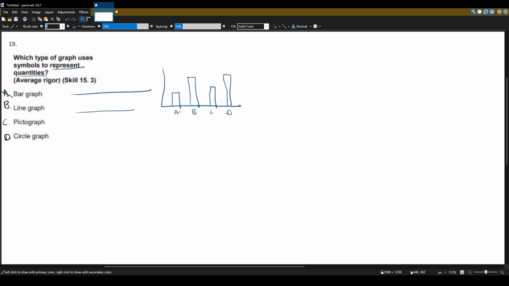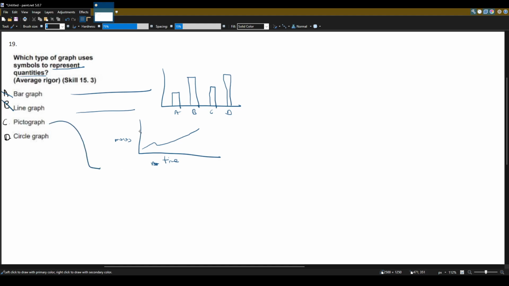B is a line graph. And a line graph, something like this, is where it measures what happens over time, like how much money you have over a certain amount of time. So again, it represents quantity in a way, but there are no symbols being used here. We just have a line.